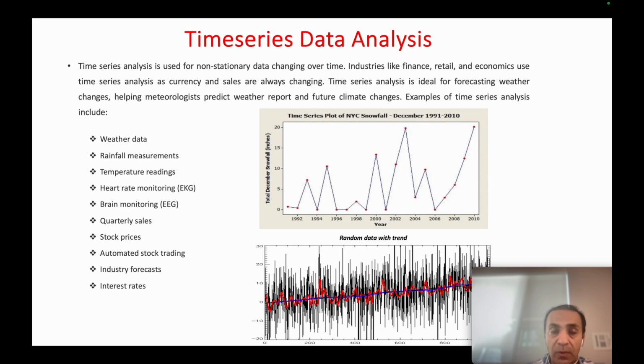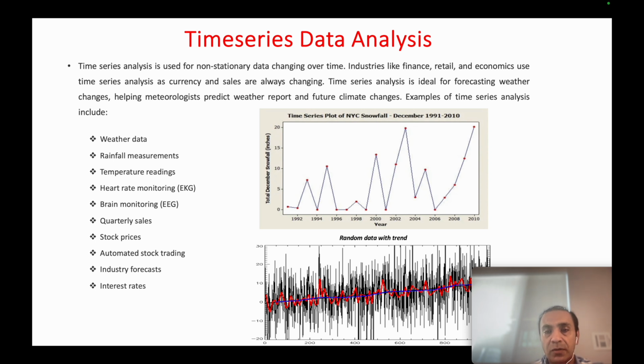That's one method that we can use to forecast future data, and that's very much used in weather forecasting. So that's how we can see the weather for the next week or few days. Some examples of time series analysis include weather data, rainfall measurements, temperature readings, heart rate monitoring, brain monitoring, quarterly sales, stock prices, automated stock trading, industry forecasts, and interest rates.